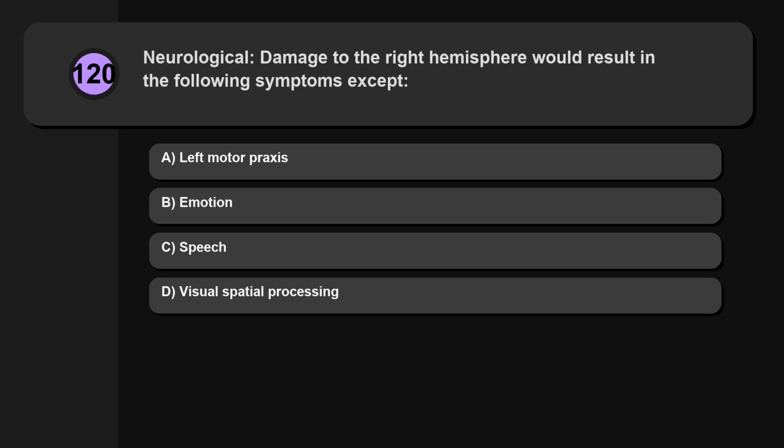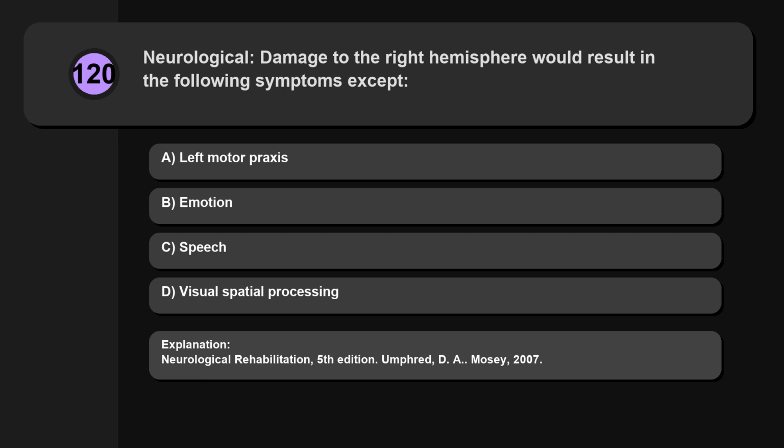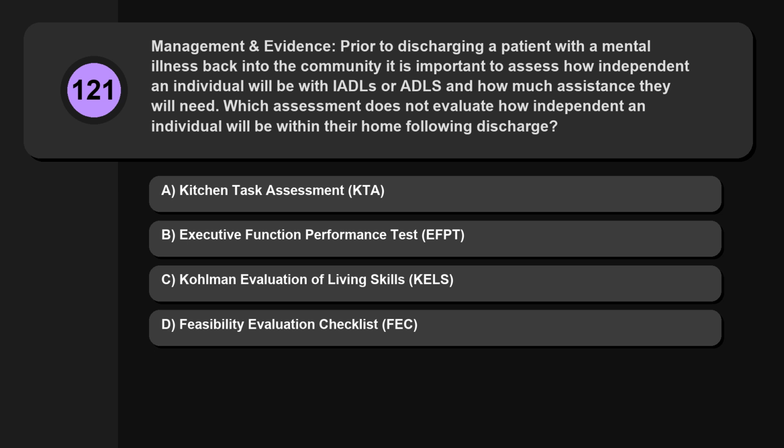Question 120. Neurological. Damage to the right hemisphere would result in the following symptoms except: Option A, left motor praxis. Option B, emotion. Option C, speech. Option D, visual spatial processing. The correct answer is option C. Neurological Rehabilitation, 5th edition. Umphred, D. A. Mosey, 2007.